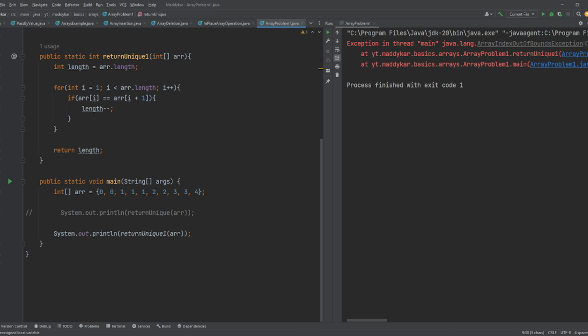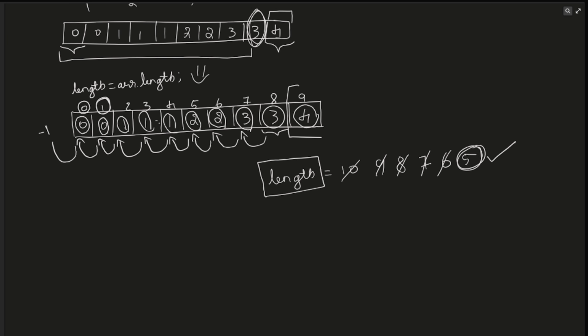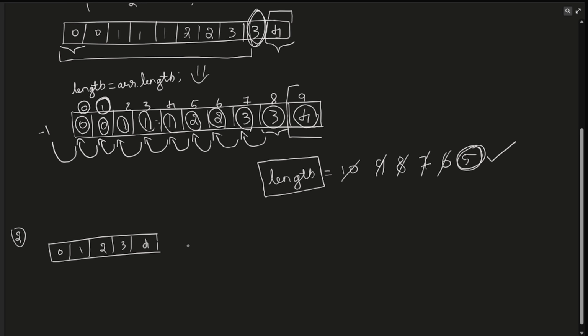Let me just go back to notepad. Now the second point is, what if the ask is to return the unique elements instead of number of unique elements? What if the ask is to return the unique element itself? Meaning in this case, our program should return 0, 1, 2, 3, 4. This should be the output. How can we do that?